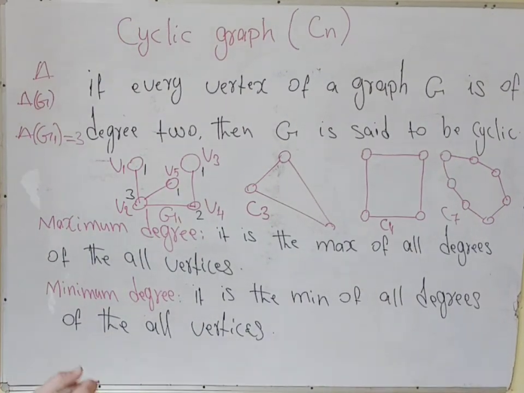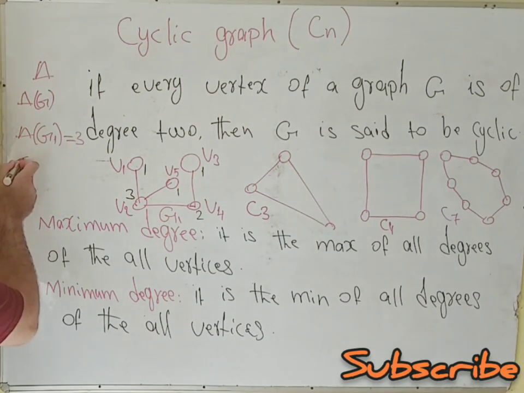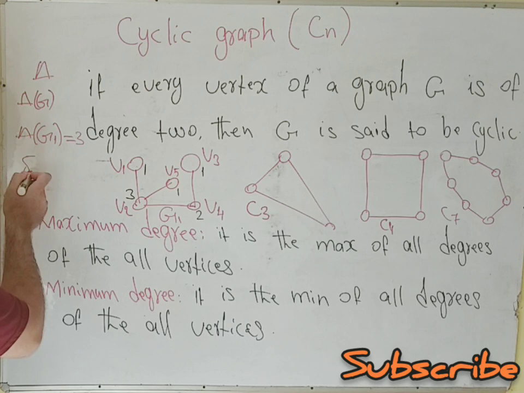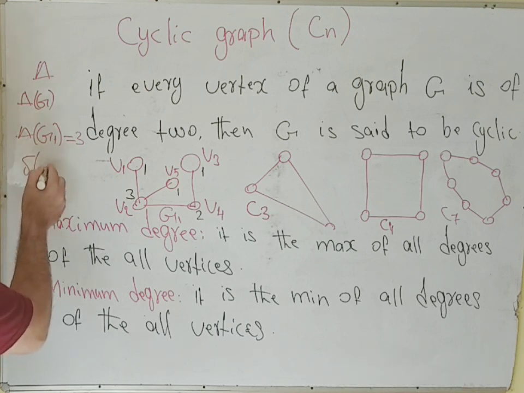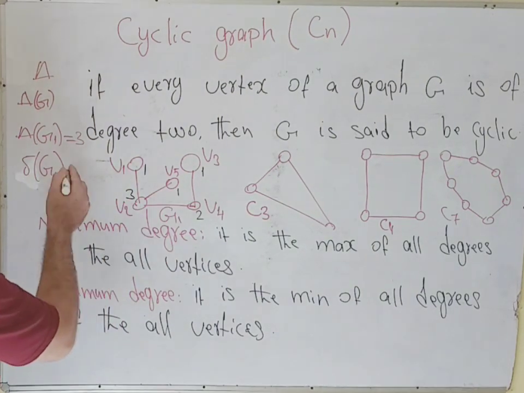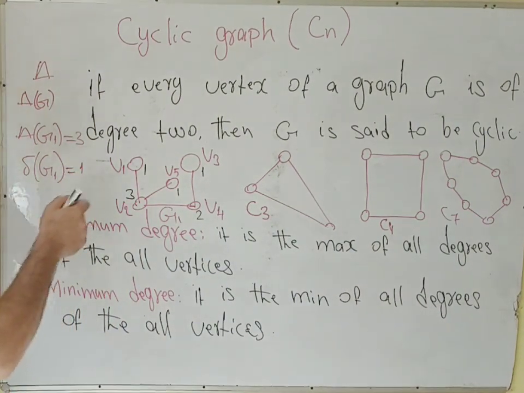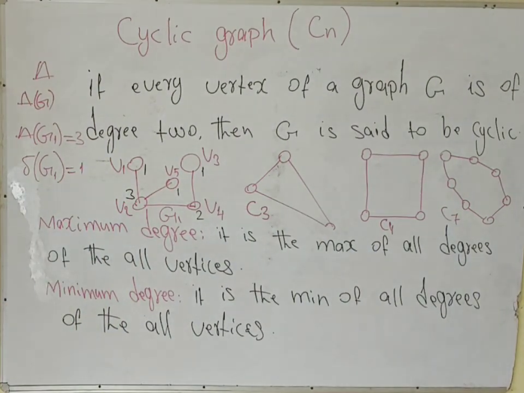The minimum degree in a graph is denoted by a small delta, or small delta G. Small delta G1 in this graph is equal to 1. It means in this graph the maximum degree is 3 and the minimum degree is 1.